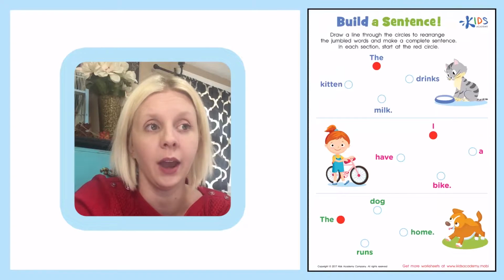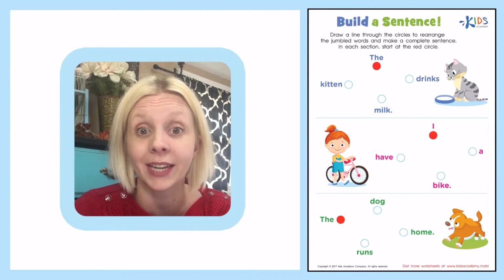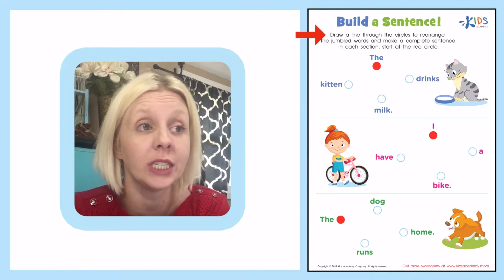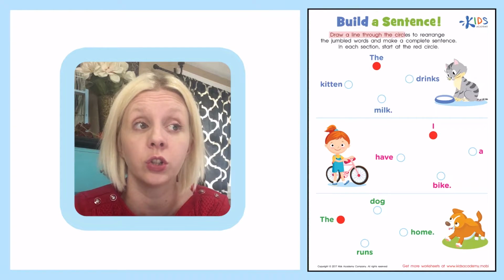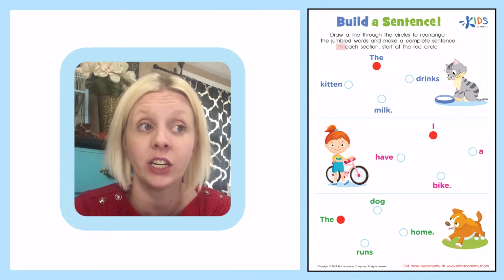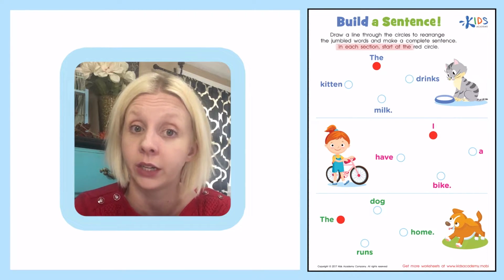All right, so we have the worksheet, build a sentence. We're going to get to put sentences together. The directions say, draw a line through the circles to rearrange the jumbled words and make a complete sentence in each section. Start at the red circle.